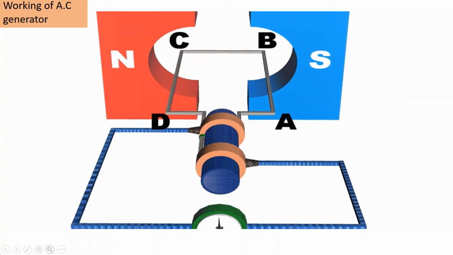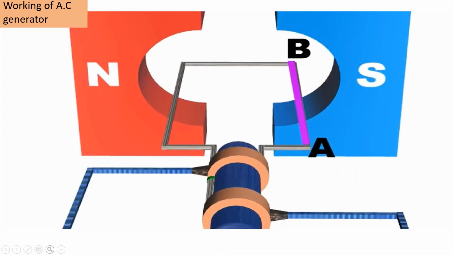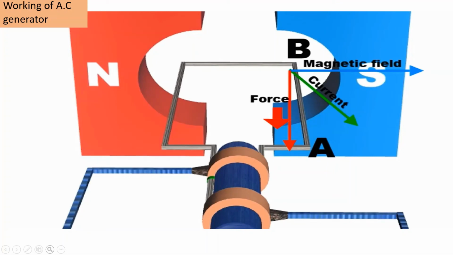How? By applying Fleming's right-hand rule, we can verify this. First, at arm AB, the direction of force is downward. So the arm AB goes down after half rotation. So the thumb points down, which is the direction of force. The forefinger points the direction of magnetic field, which is from north pole to south pole. And the middle finger points the direction of induced current, which is from B to A.